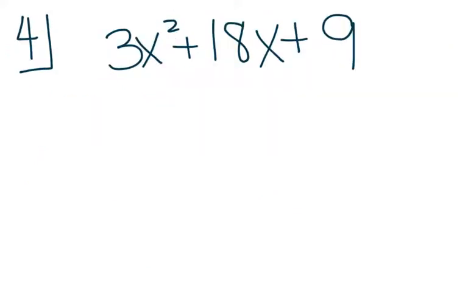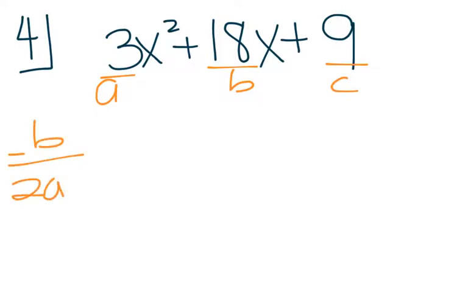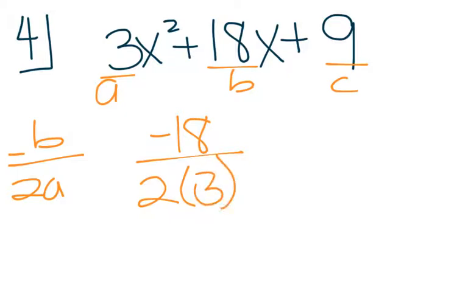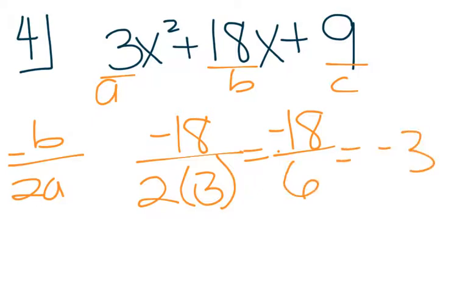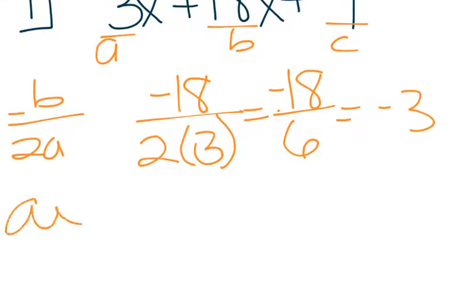Okay, for number 4, we have 3x squared plus 18x plus 9. So what we're going to do is label a, b, and c, and plug it into the equation opposite b over 2a. So opposite b is positive 18, so opposite of that is negative 18 over 2 times a is 3, so 2 times 3. And 2 times 3 is 6, and negative 18 divided by 6 is negative 3. So our axis of symmetry is at x equals negative 3.